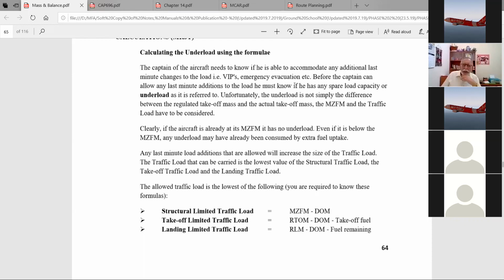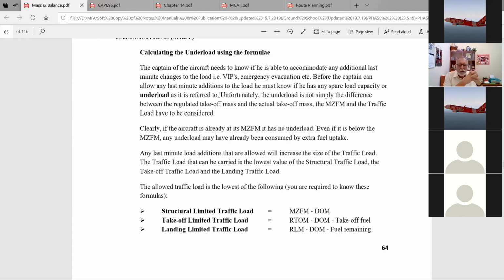So you are ready for your flight, and at the last moment you get an emergency call that there is a certain VIP to be transported, or there is some emergency evacuation, or certain members of the parliament have to go somewhere, whatever it may be. So you should be able to immediately calculate beforehand, and the captain should say, yes, I have capacity of last minute inclusion. So before the captain can allow any last minute addition to load, he must know if he has any spare load capacity or underload as it is referred to.